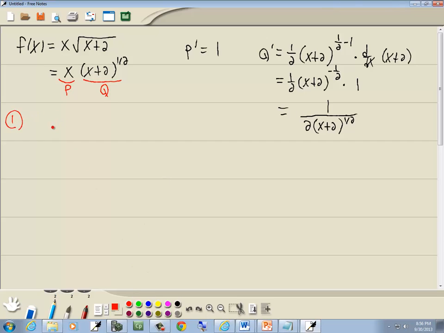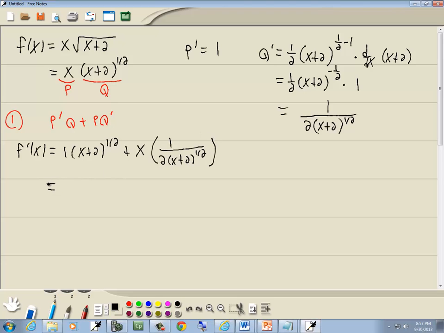Step 1, find our derivative. The formula for the product rule is p prime q plus p q prime. So for our derivative, p prime was 1 times q, which is (x plus 2) to the 1/2, plus p, which is x, times q prime, which is 1 over 2 times (x plus 2) to the 1/2 power.